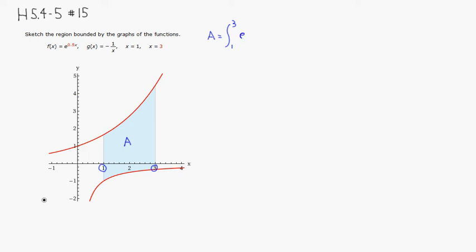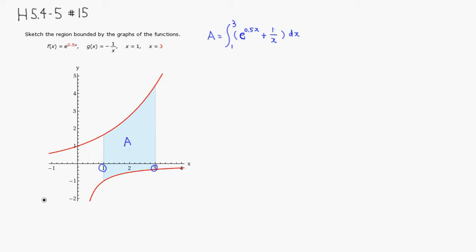So you have e to the 0.5x, then minus negative 1 over x. So it's a double negative, so minus negative, so I'm going to put plus 1 over x. Then with respect to x, so this will give us the area of this shaded region. Alright, so let's do that.